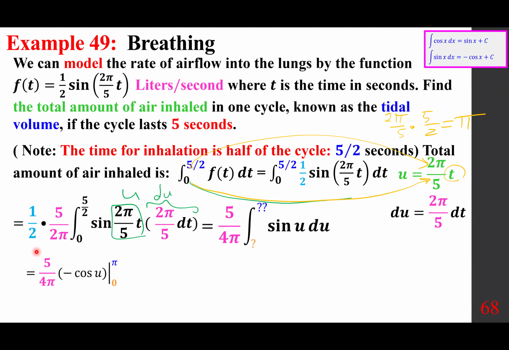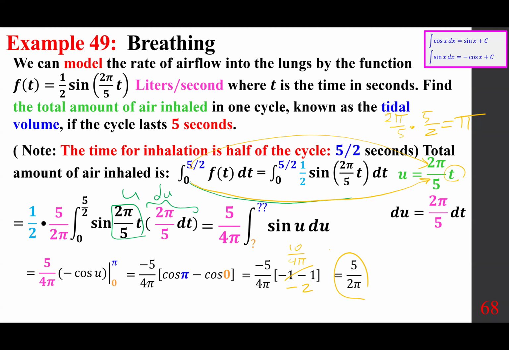We are going to take the negative sign out to make life easy, everybody. And then cosine of pi minus cosine of 0. So we took the negative sign out. Cosine of pi is -1, minus cosine of 0, which is +1. So -1 minus 1 is minus 2. So that is 10 over 4 pi, or 5 over 2 pi. This is an exact answer, everybody.